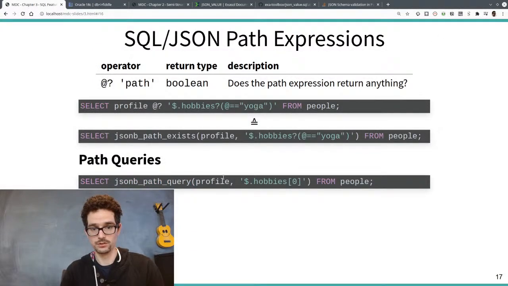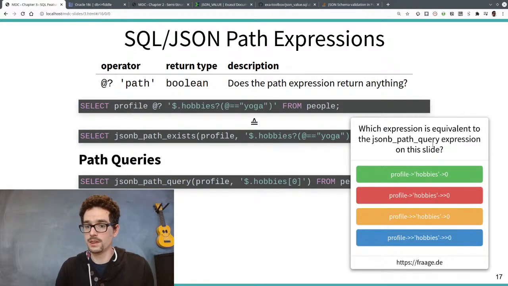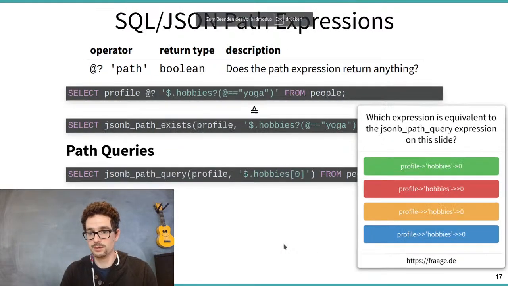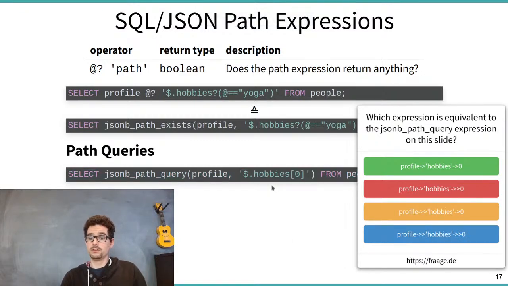Okay, this is much simpler. There is only one first hobby for every person, and we access this first hobby and return it. Now I ask you, which expression is equivalent to this one here? Go to frage.de, Frage with 2a, and please answer the question, which expression is equivalent to that one here? The query hobbies 0.